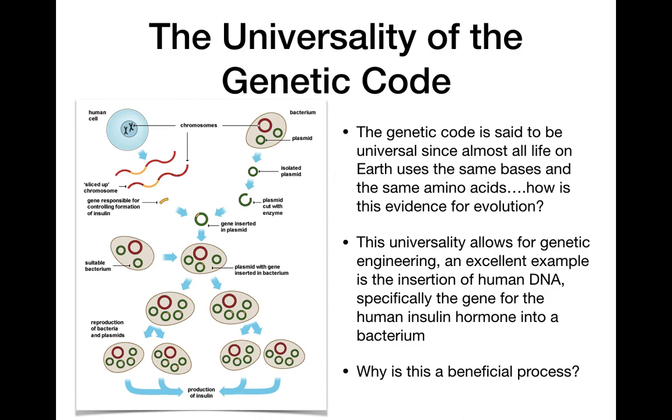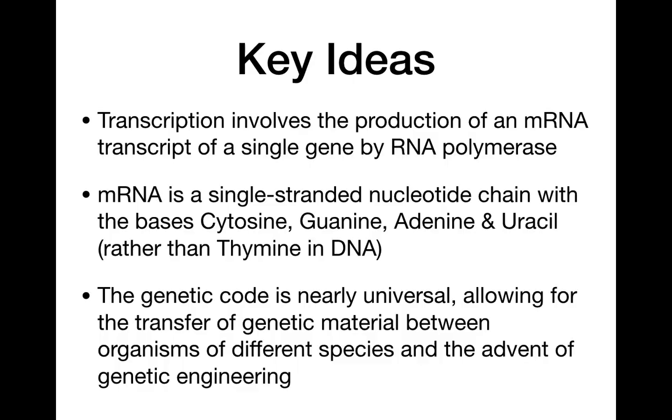Why is this beneficial? Does anyone know what diabetics had to use before we could do this process? Well, they had to use pig insulin or other kinds of animal insulin. Most often it was pig insulin, which is both unethical for the pig, but also not the exact same insulin. Similar, but not exactly the same. So it's much better for the body to have the exact same one. All right, here are your last key ideas for today.